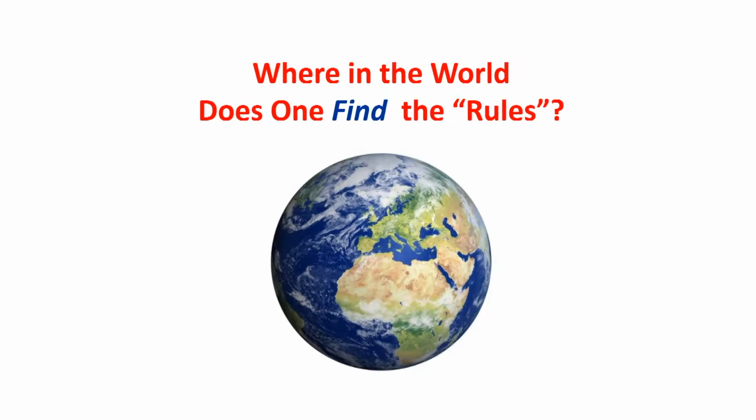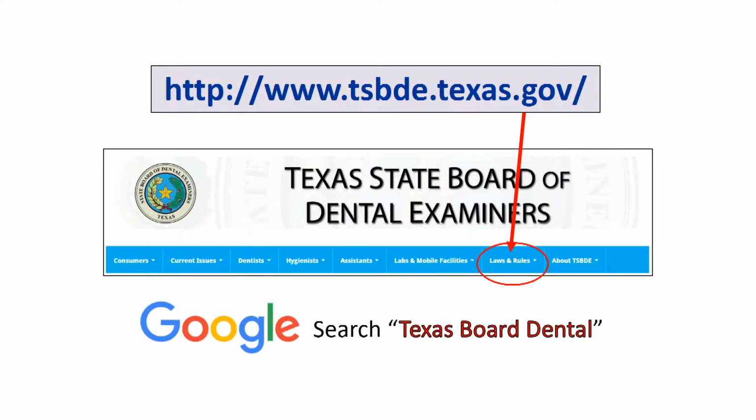It is also important for the participant to know where in the world do you obtain or find the rules that regulate your license and practice. Where do you find the Dental Practice Act and the rules and regulations of the Texas State Board of Dental Examiners? Simply, you can go to your favorite search engine in your web browser, in this example, Google, and search for Texas Board Dental or Texas Dental Board. And the first link that the search engine should show is the URL and link to the Texas State Board of Dental Examiners. That is where you will find the laws and rules that regulate your license.